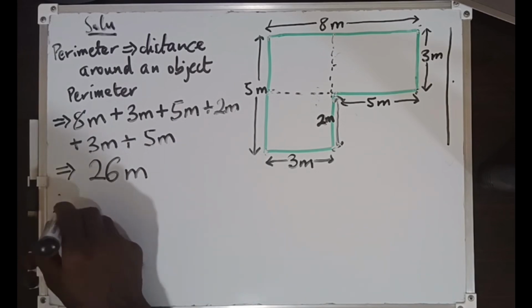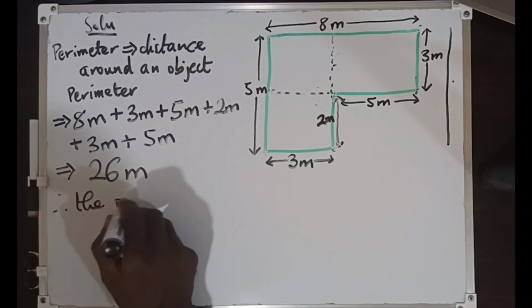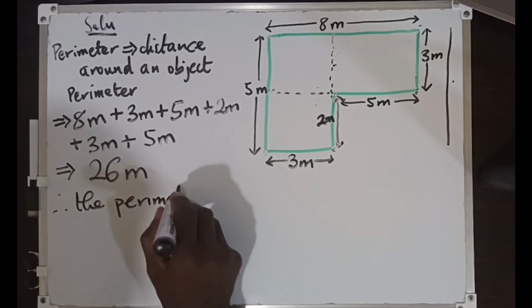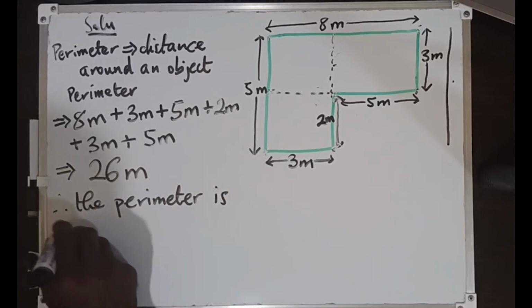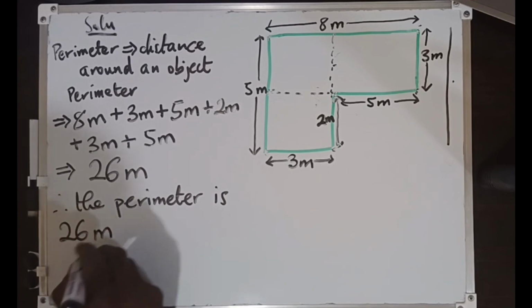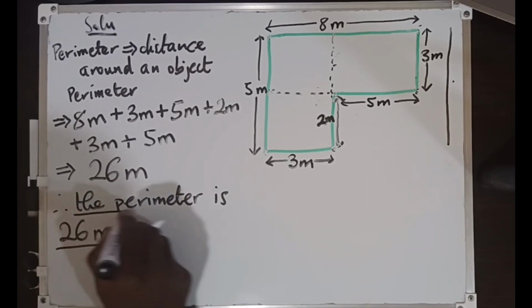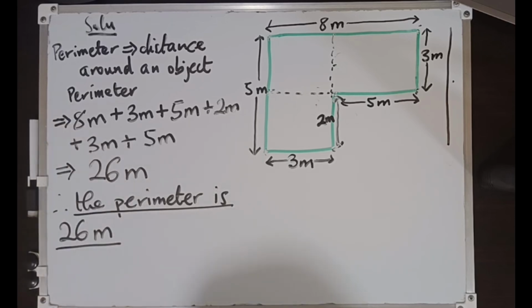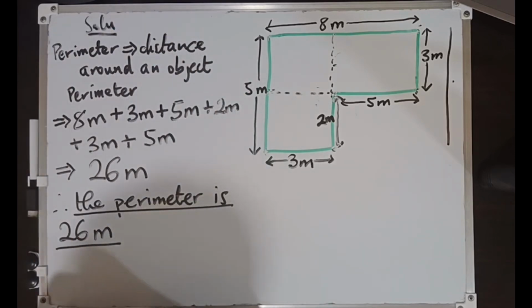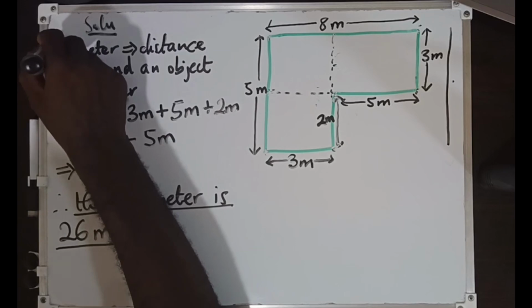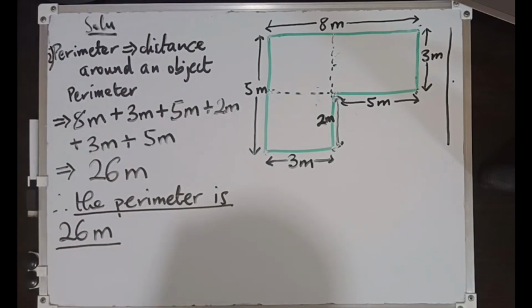We say therefore the perimeter is 26 meters. Alright, so you can write this down. I'm going to claim the solution for the perimeter, which was the I part of the question, so that we look at the area of the floor.